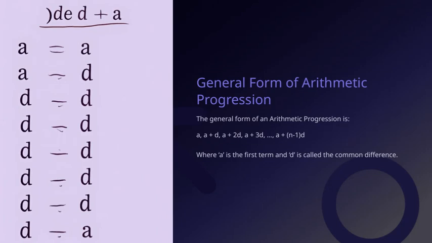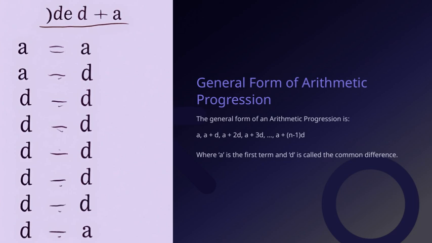Let's take a closer look at what an arithmetic progression is. Here, a represents the very first term of the sequence. Then, d is called the common difference, which means the amount we add each time to get to the next term. So starting from a, the next term is a plus d, then a plus 2d, and so on.